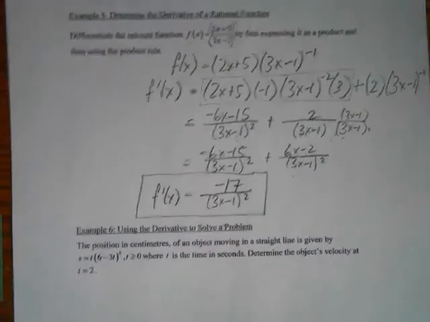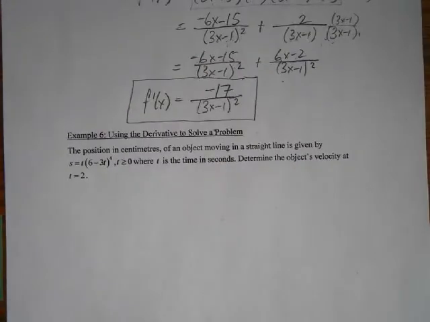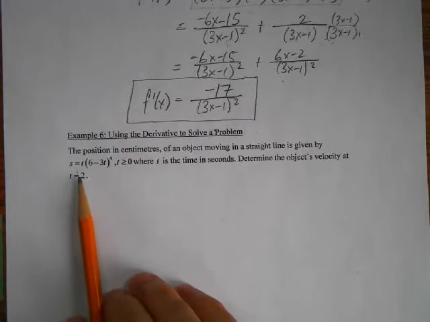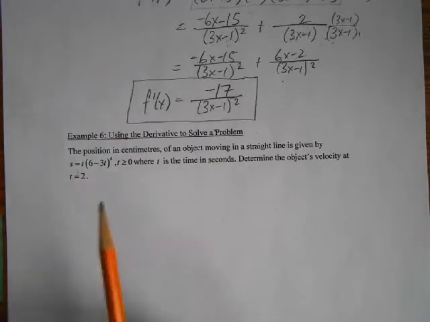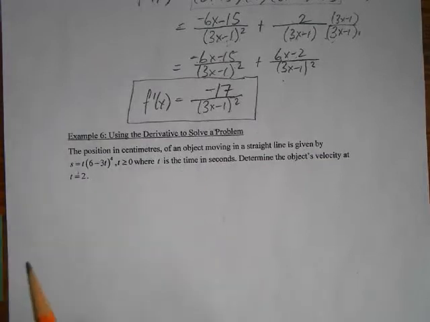Okay. All right. Here's a word problem. The position in centimeters of an object moving in a straight line is given by s. So s is the position. s is equal to t times 6 minus 3t to the fourth, t is greater than 0, t is the time in seconds. Determine the object's velocity at t equals 2.